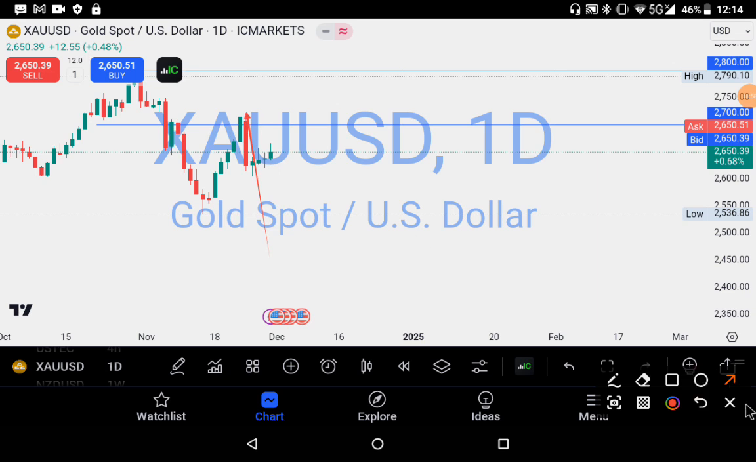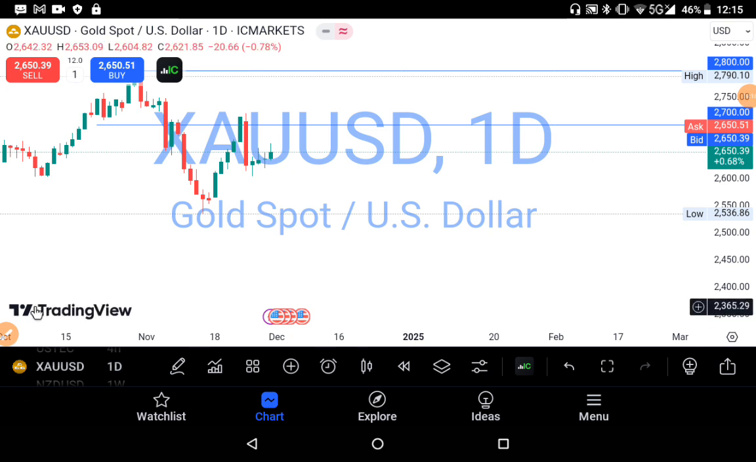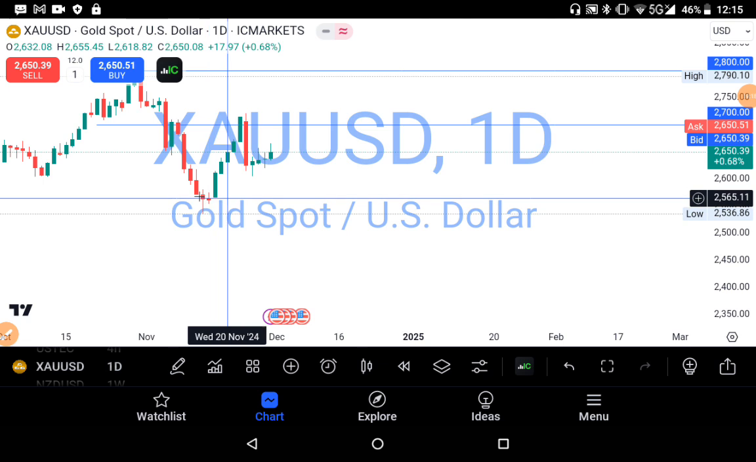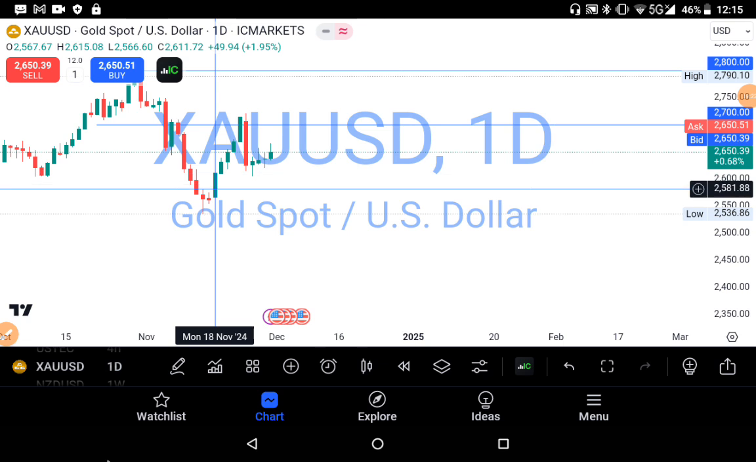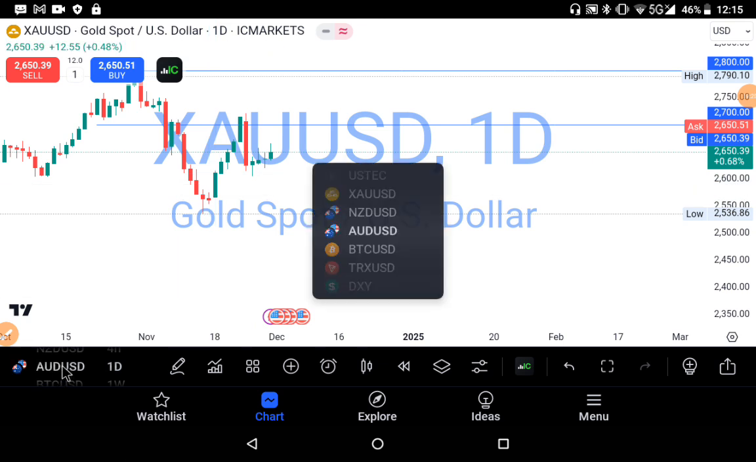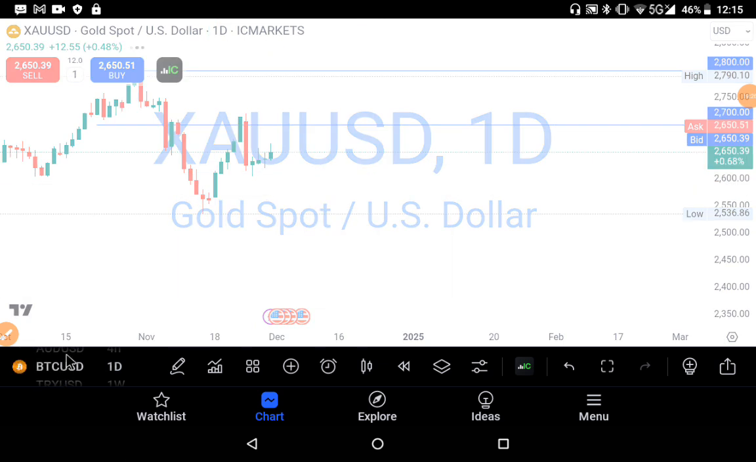But I'll be going for 2700. If I miss, stop out, I'll take it that way. 2700 has my interest more than 2500. So let's go to the BTC.